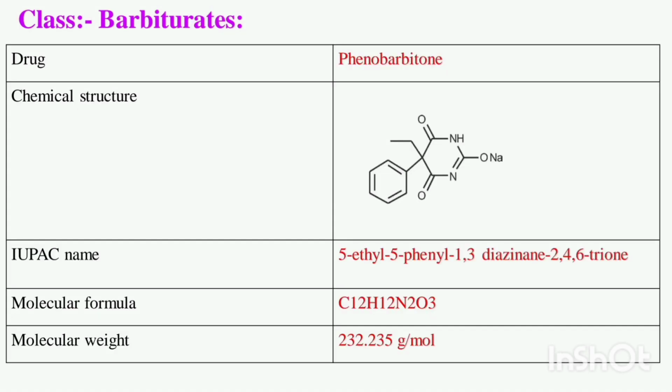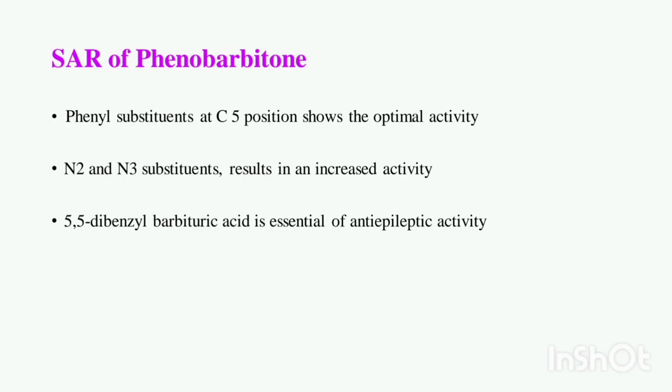First class is barbiturate, the drug being phenobarbital. Now this is the chemical structure of phenobarbital. IUPAC name is 5-ethyl-5-phenyl-1,3-diazinane-2,4,6-trione. Molecular formula of phenobarbital is C12H12N2O3. Molecular weight of phenobarbital is 232.235 grams per mole.